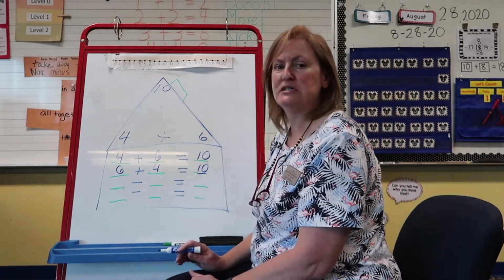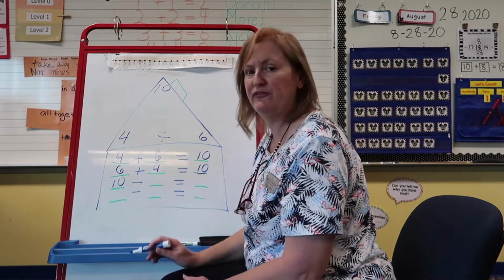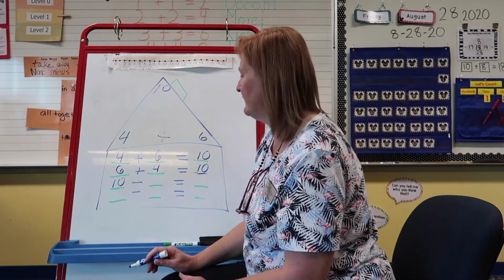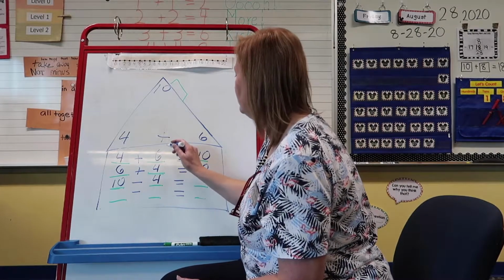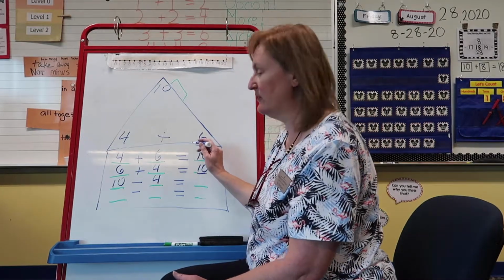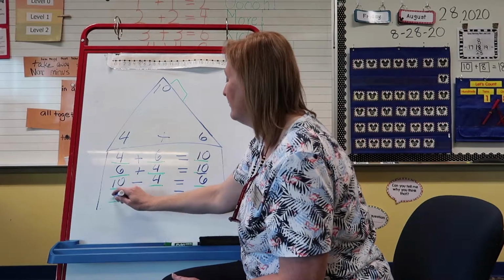Now what happens when we do subtract? Well, the bossy number is going to be first, because we know the bossy wants to be first. So 10 minus 4 is going to equal, what do we have left? 6. And the bossy number is going to be first, of course.